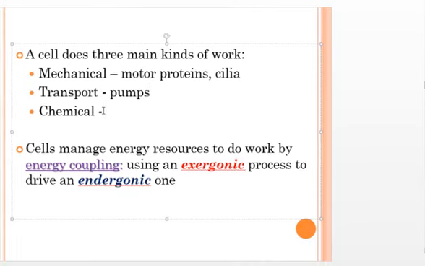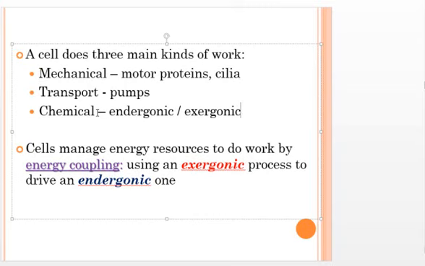And then we've been talking about a lot of different types of chemical work, so endergonic and exergonic reactions. Let's put exergonic down here too. So basically, one thing to keep in mind, for cells to use a lot of the energy resources, they use energy coupling. So you use an exergonic process to drive an endergonic process.